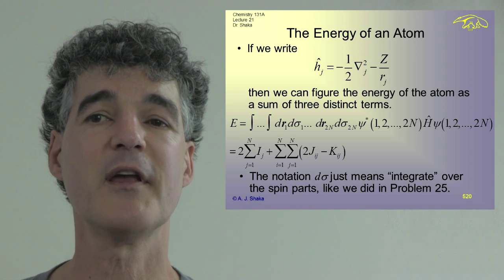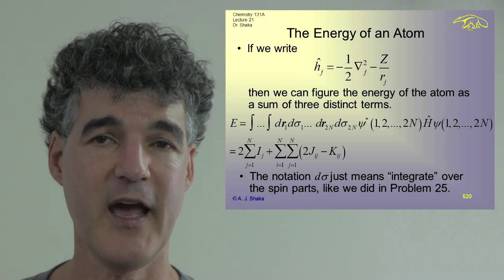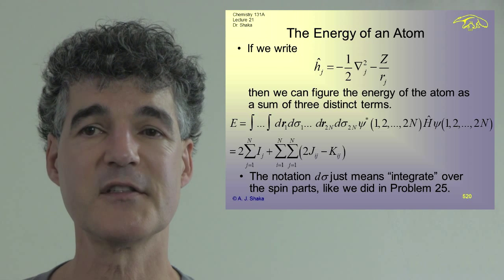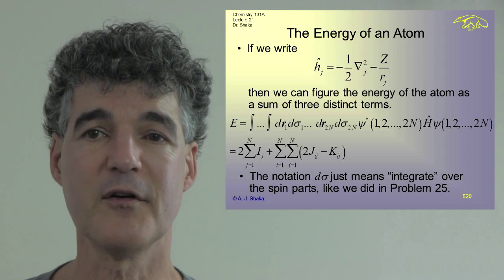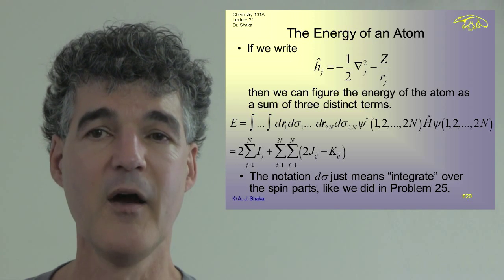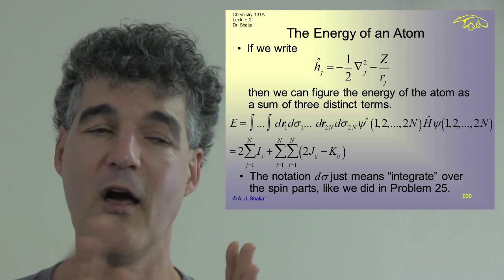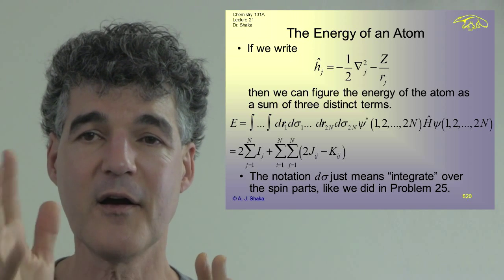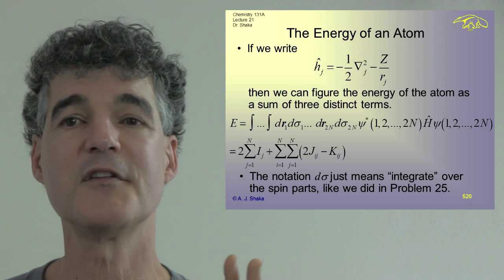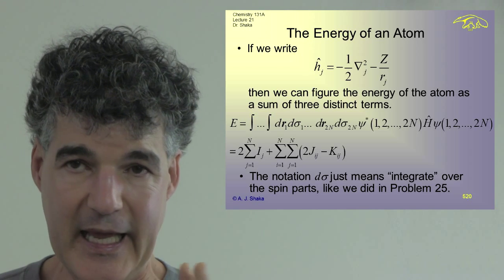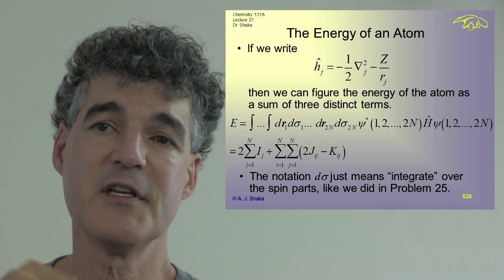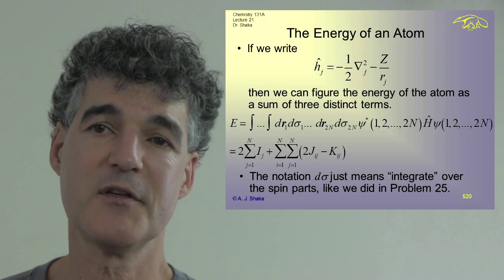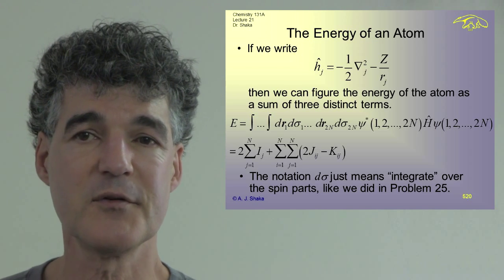And if we do that, then we can figure the energy of the atom as a sum of 3 distinct terms. Now I've written out this giant integral, which has a lot of integrals over R1, R2, out to R2n. And then I've also put in this funny notation d sigma 1, d sigma 2, out to d sigma 2n.